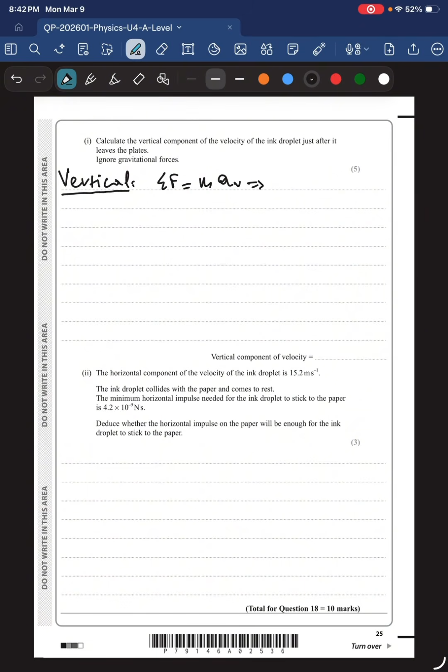So what's the total force? Charge times the electric field is equal to m times a_v, the vertical acceleration. So a_v is Q times V over the mass of the droplet times d, where we use the fact that for parallel plates, the electric field is equal to the voltage over the distance between the plates. So, Q is 1.4 times 10 to the negative 10 coulombs.